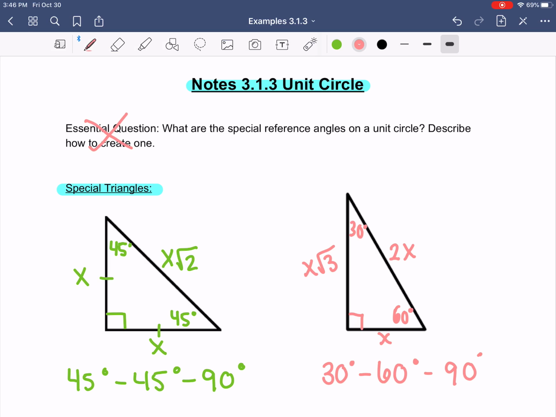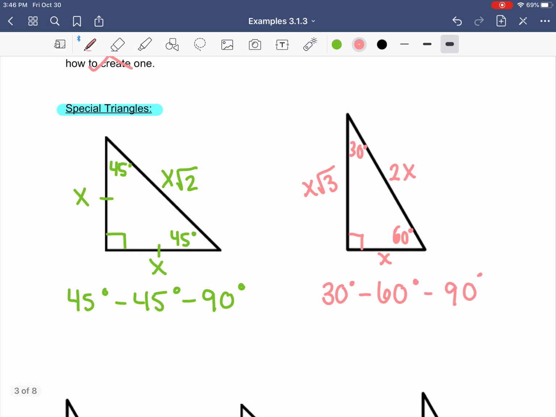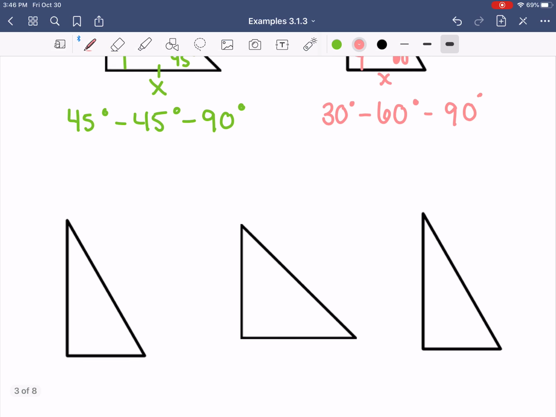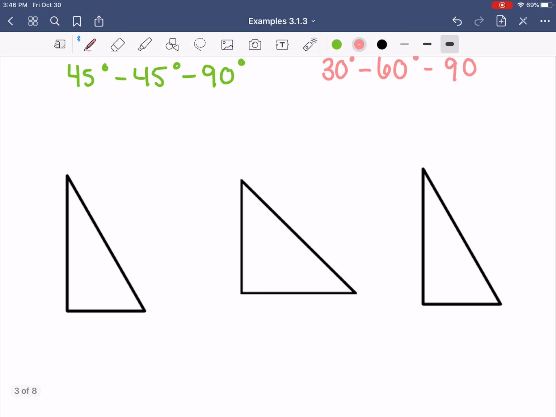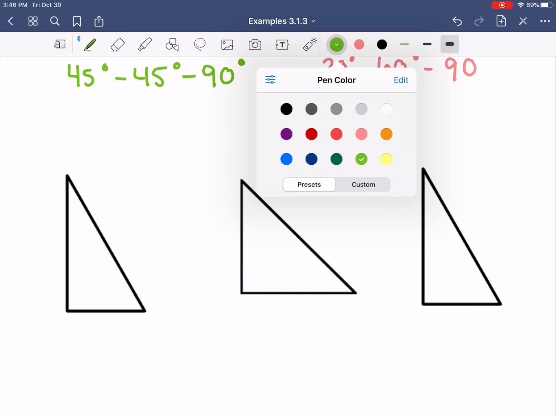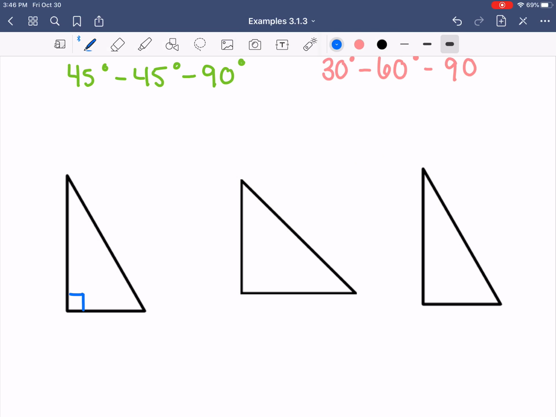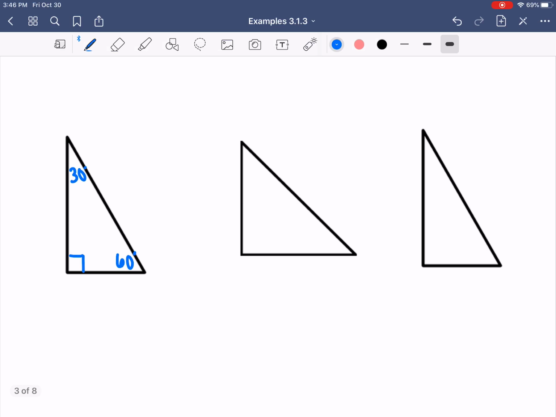So how we are going to use these special triangles is we are going to use them as reference triangles in the unit circle. So we're going to use our 30, 60, 90 triangle. I guess I didn't have to put it twice, but these reference angles are going to repeat in each quadrant of the unit circle.